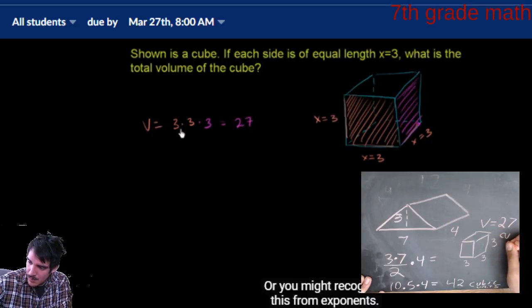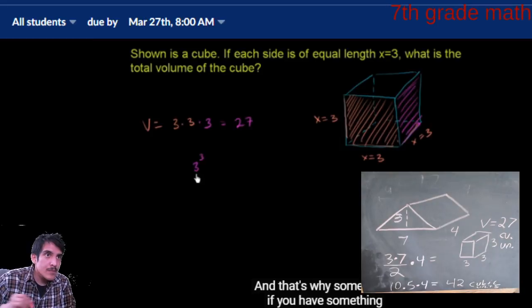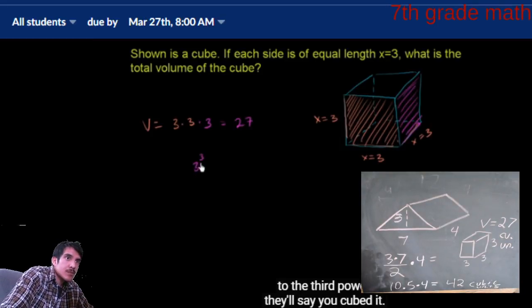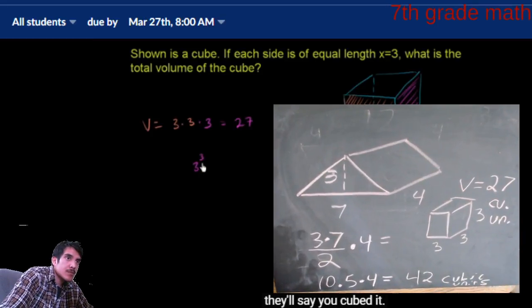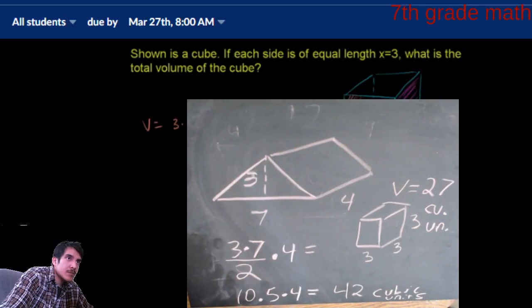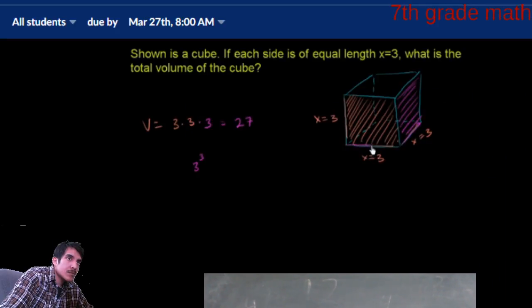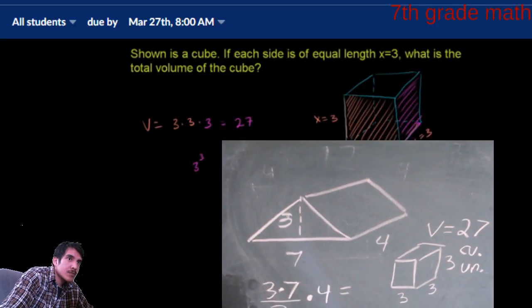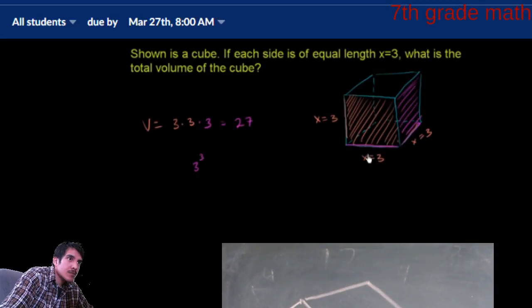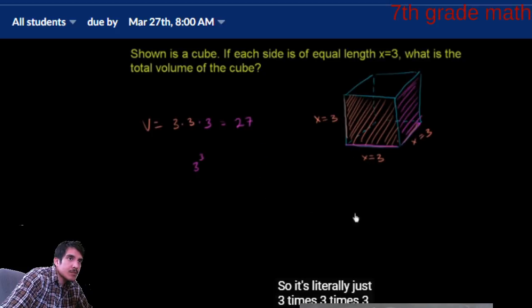Or you might recognize this from exponents. This is the same thing as 3 to the 3rd power. And that's why sometimes if you have something to the 3rd power, they'll say, you cubed it. Because literally, to find the volume of a cube, you take the length of one side, and you multiply that number by itself 3 times. One for each dimension. One for the length, the width, or I guess the height, the length, and the depth, depending on how you want to define them. So it's literally just 3 times 3 times 3.